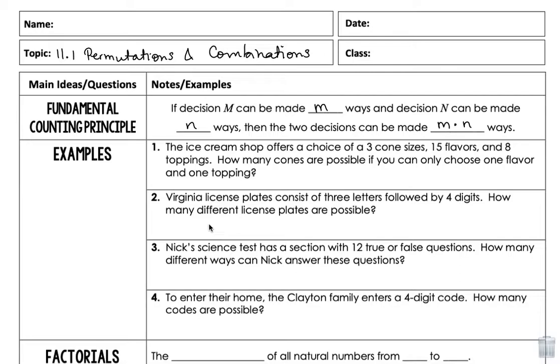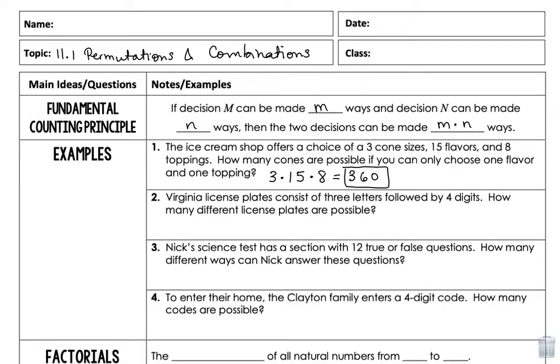So if we were looking at example 1, the ice cream shop offers a choice of 3 cone sizes, 15 flavors, and 8 toppings. How many cones are possible if you can only choose 1 flavor and 1 topping? So we have 3 different cone sizes to choose from. Then we have 15 different flavors. You're only choosing 1, so there's still 15 possibilities. And then finally we have 1 topping to choose, and there's 8 total toppings to choose from, so we multiply that as well. 3 times 15 times 8, that gives us 360 different possible ways to create this ice cream cone.